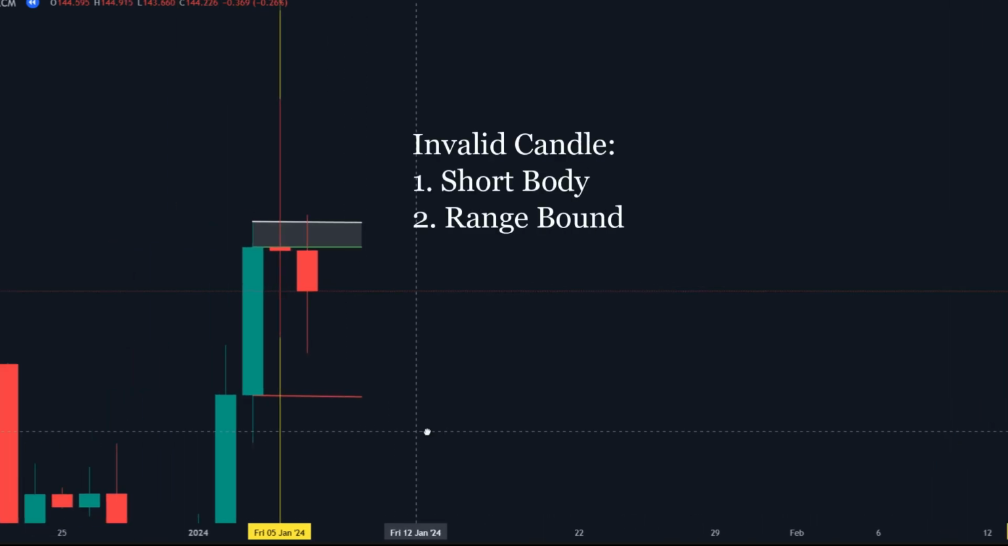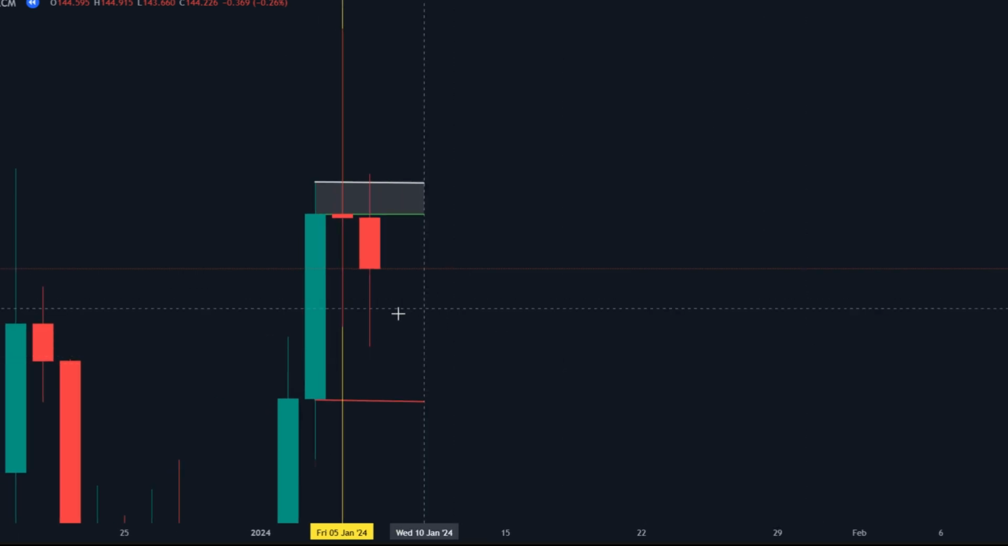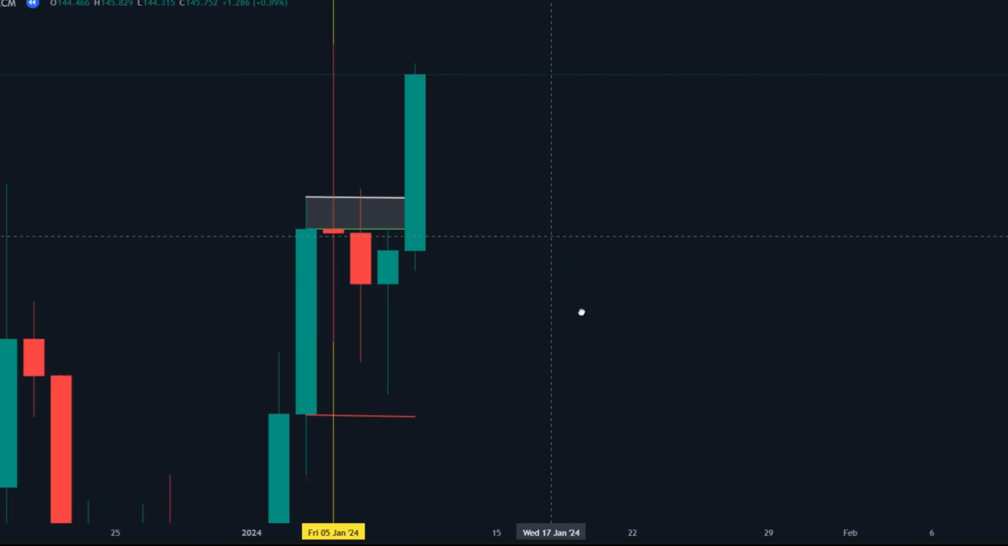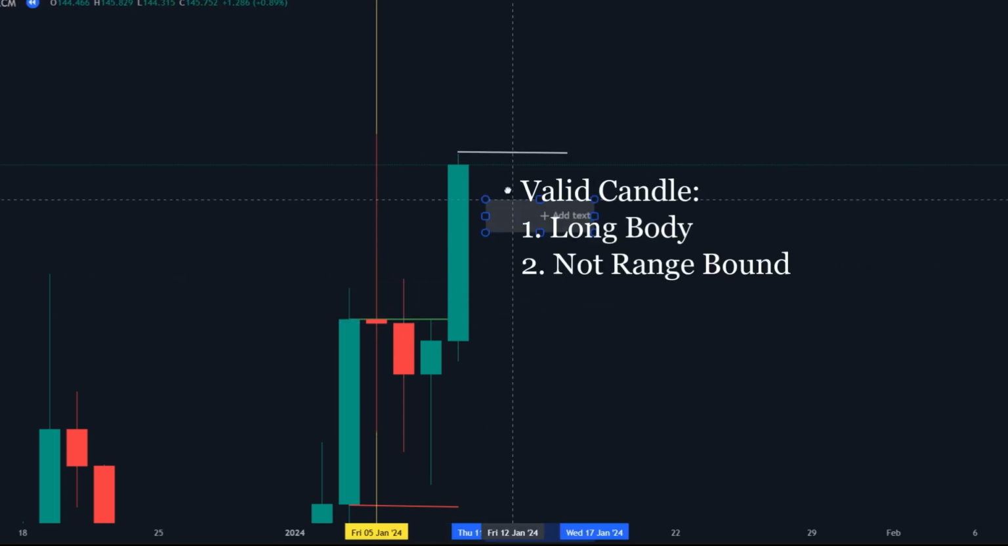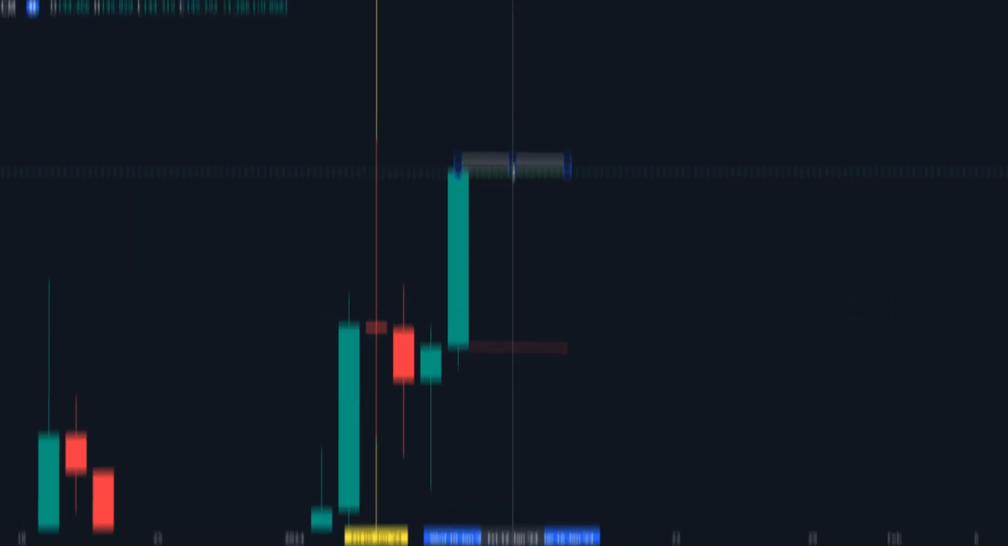Notice how this candle is within the range. Hence, we will ignore this as well. Next up, we have this green candle, which is also an invalid candle. Now moving on to the next day, we see a bullish engulfing candle breaking through the range. Hence, there is a valid entry for the day. Now moving on to the bearish scenario.